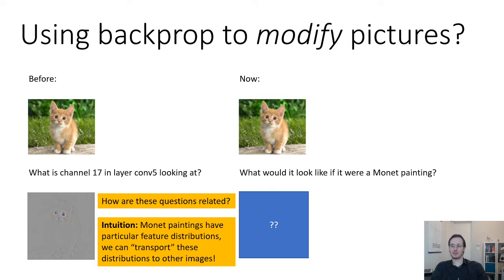Well, the intuition is that Monet paintings have particular feature distributions. And those feature distributions are reflected by the activations of units in a convnet. So if we can somehow transport these distributions over to other images, maybe we can turn an image like a photograph into an image that looks like a Monet painting by exaggerating the degree to which it activates features that are also activated in Monet paintings. So the same kind of techniques that we use to optimize images with respect to activations of classes and features, we're going to use to modify images to make them resemble other images.